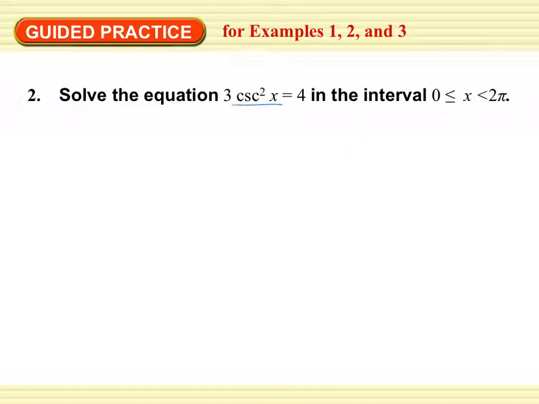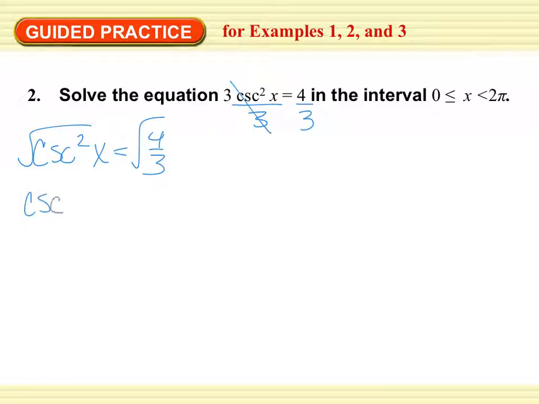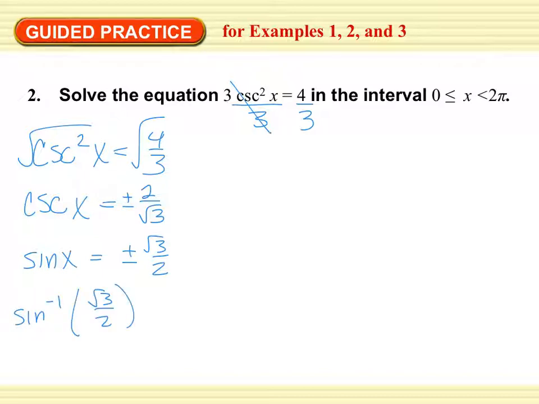Okay, let's try this one. Okay, we need answers just in the interval here. So cosecant squared x equals 4/3. Square root of both sides. Cosecant x equals 2 over the square root of 3 plus and minus. Okay, so this gives me 1 over sine, or I can say sine x equals plus or minus square root 3 over 2. So we have two types of answers. I'm going to do square root 3 over 2 and negative square root 3 over 2.